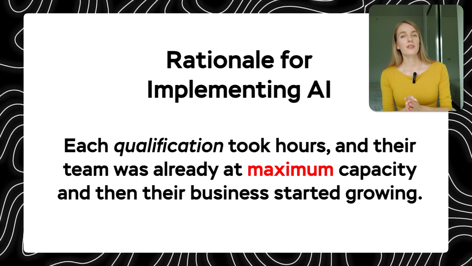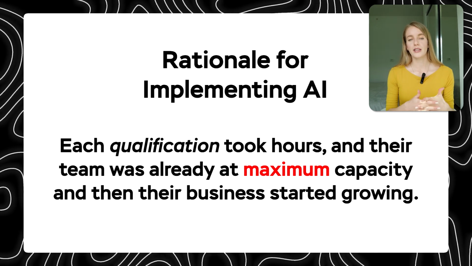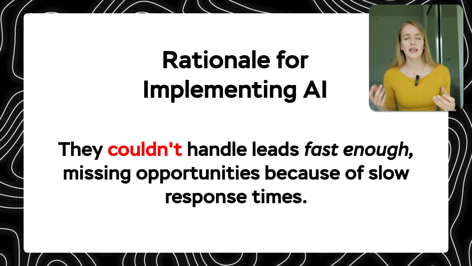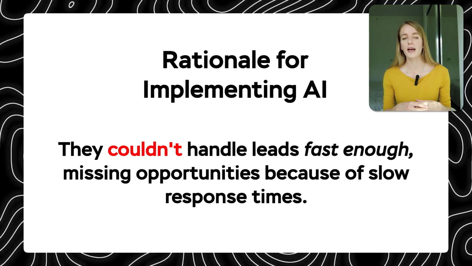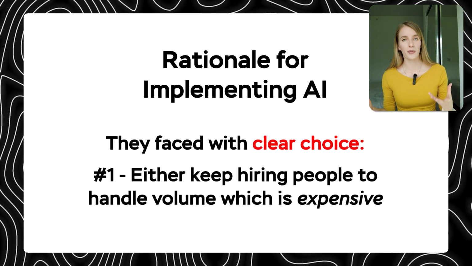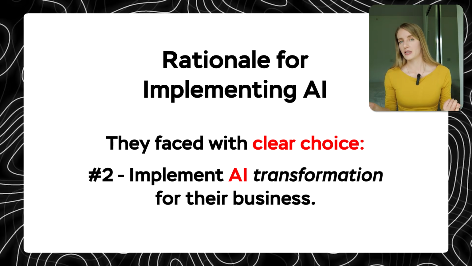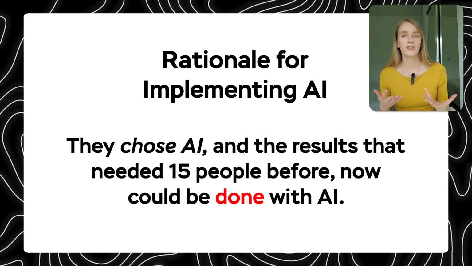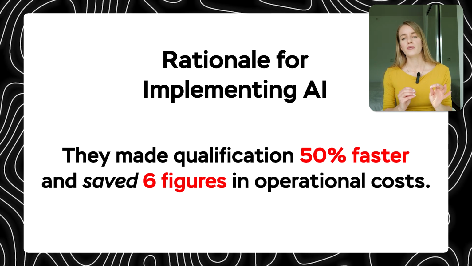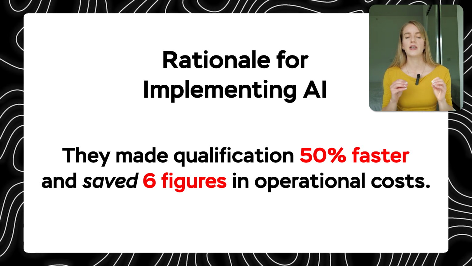And here is another example where AI can help you. From our case studies, we had a company with 15 people manually qualifying leads. Each qualification took hours and their team was already at maximum capacity. And then their business started growing. They couldn't handle leads fast enough, missing opportunities because of slow response time. They were faced with a clear choice: either keep hiring people to handle volume, which is expensive, or implement AI transformation for their business. They chose AI, and the work that needed 15 people before could now be done with AI. They made qualification 50% faster and saved six figures in operational cost.